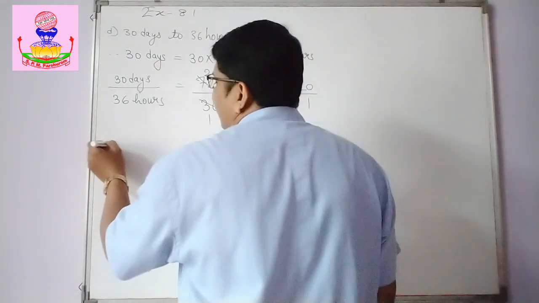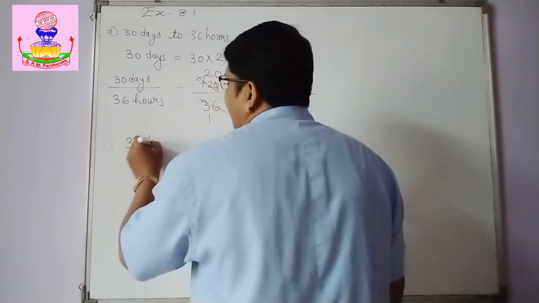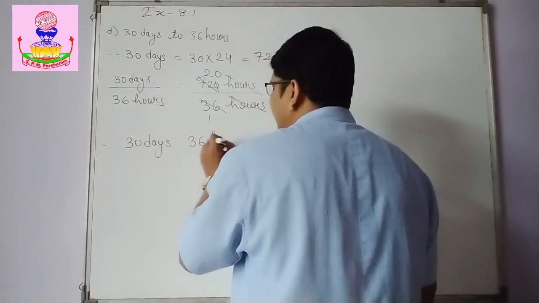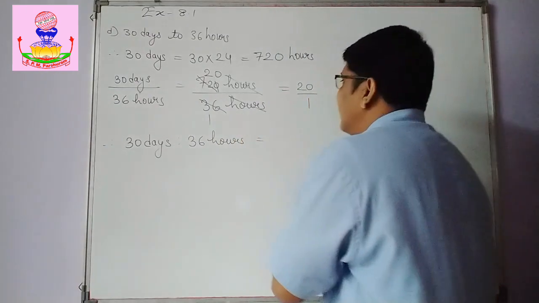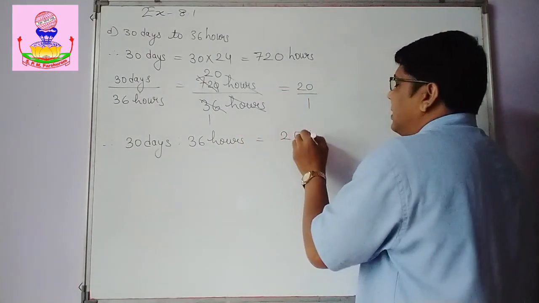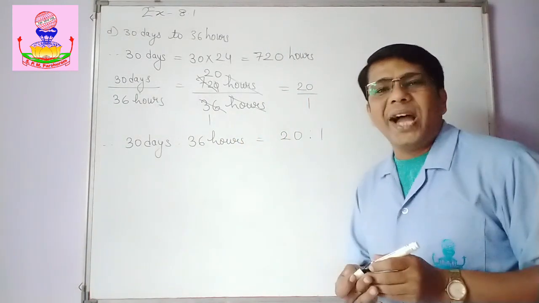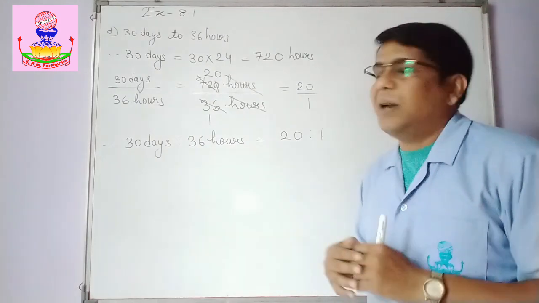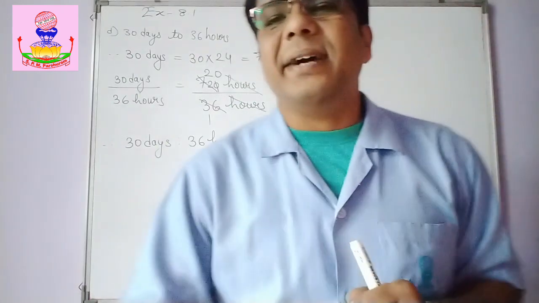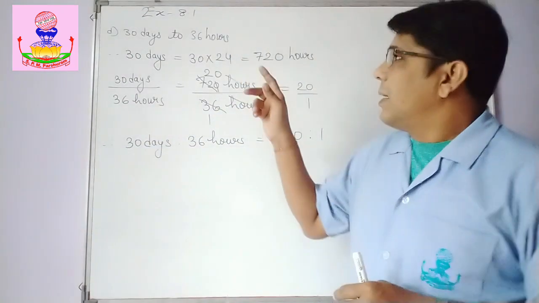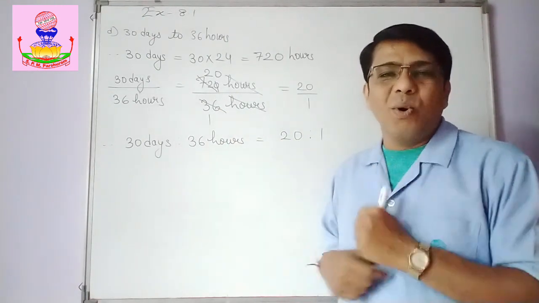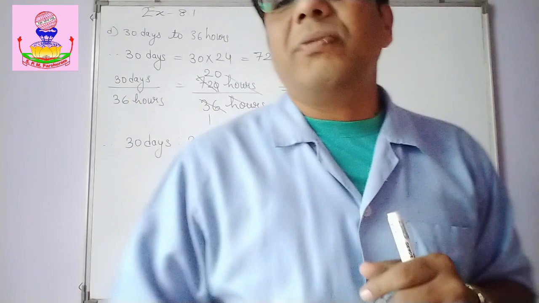So therefore 30 days is to 36 hours. What is the ratio obtained? It is equivalent to 20 is to 1. So that is the ratio. Okay? Now let's solve the second example. So from this, A and C are homework. Okay? So now let's solve question number 2.